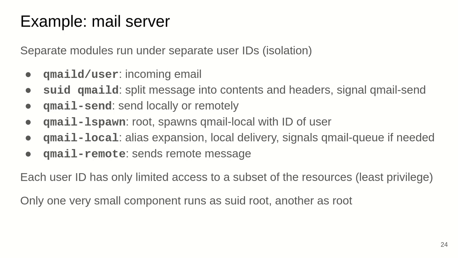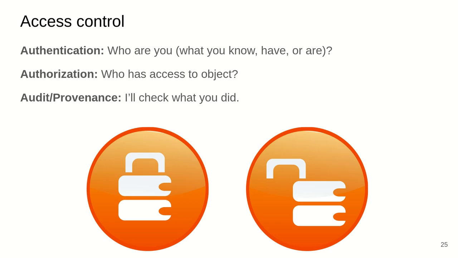Now that we have talked about how to apply compartmentalization, isolation, and least privileges to a mail server, let's talk a bit more about access control. Right? We've already hinted a bit at this with the different users that the processes run under, and we'll make this a bit more explicit here.